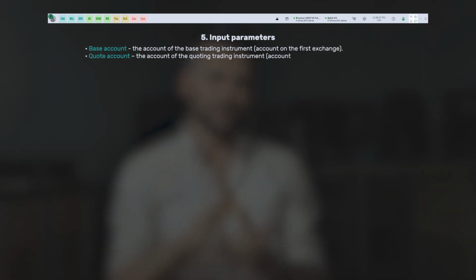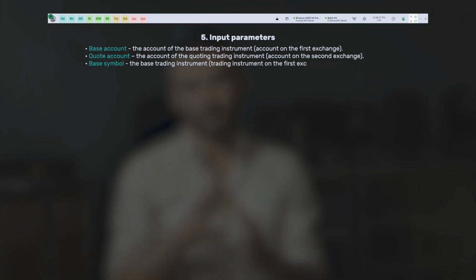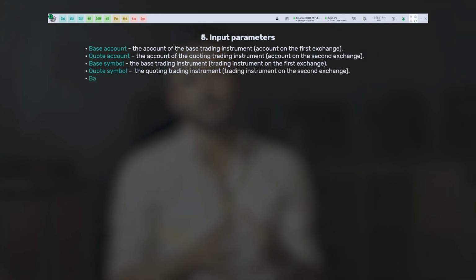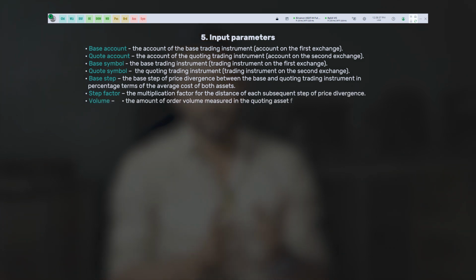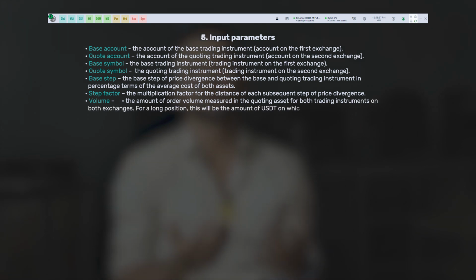In my case, these values will be: base account, the account of the base trading instrument; quote account, the account of the quoting trading instrument; base symbol, the base trading instrument; quote symbol, the quoting trading instrument; base step, the base step of price divergence between the base and quoting trading instruments in percentage terms of the average cost of both assets; step factor, the multiplication factor for the distance of each subsequent step of price divergence; volume, the amount of order volume measured in the quoting asset for both trading instruments on both exchanges.